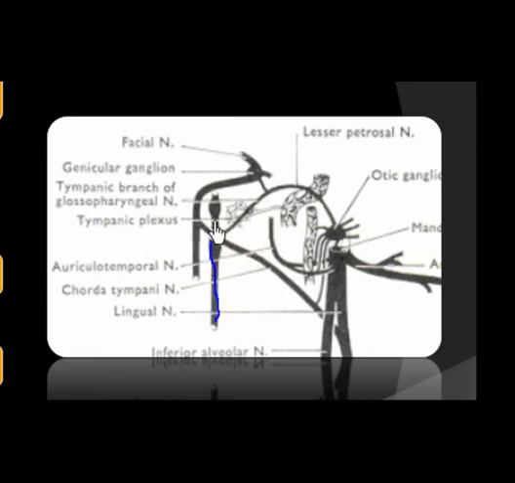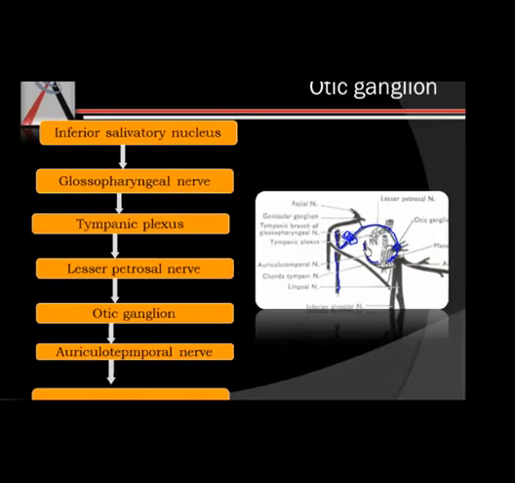This is a glossopharyngeal nerve. This is a tympanic branch that forms a tympanic plexus in the middle ear that gives out a branch called the lesser petrosal nerve. The lesser petrosal nerve relays into the otic ganglion. Postganglionic fibers enter the auriculotemporal nerve, which is very close to the ganglion, and this auriculotemporal nerve carries these postganglionic fibers to the parotid gland.